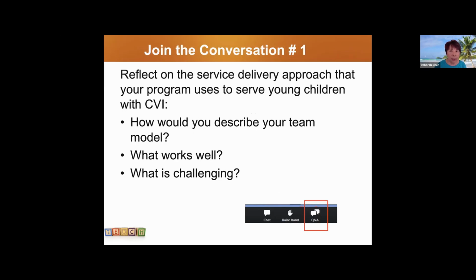So this is the first conversation topic. Reflect on the service delivery approach that your program uses to serve young children with CVI. How would you describe your team model? What works well and what is challenging? So post your answers and we'll get back in a couple of slides.